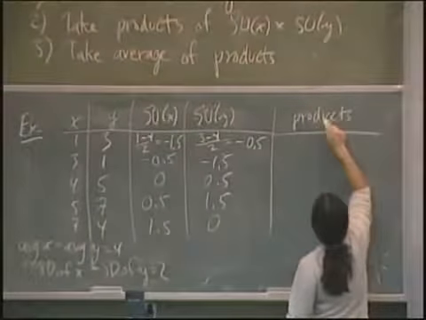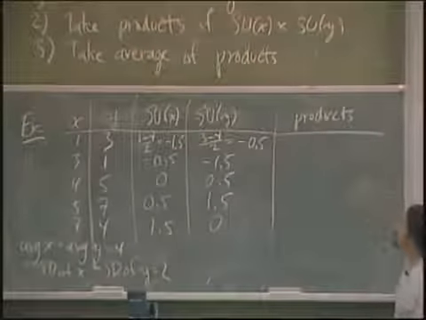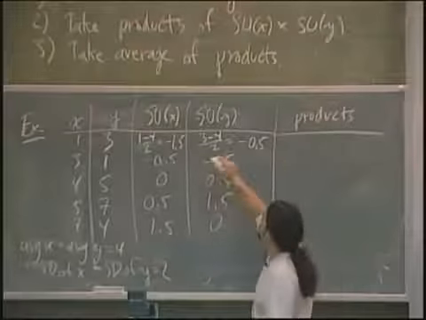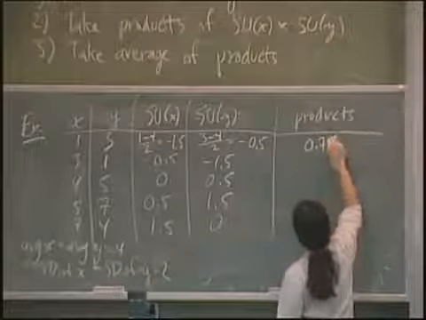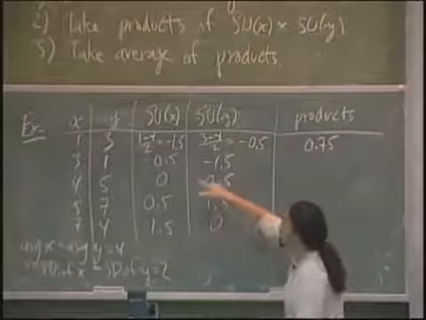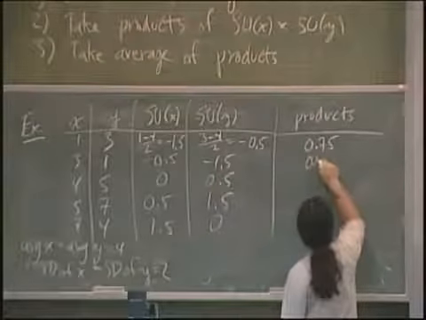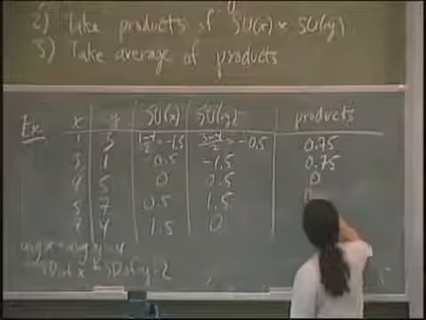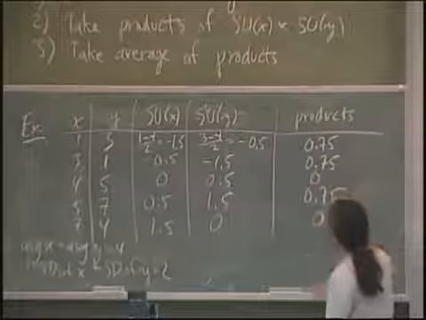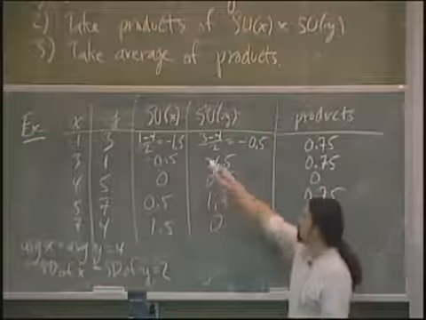And here are the products. Step 2 is to take the products. So minus 1.5 times minus 0.5 is plus 0.75. And then, again, minus 0.5 times minus 1.5 is 0.75, 0, 0.75, and 0. Okay? So I'm just taking the products across.